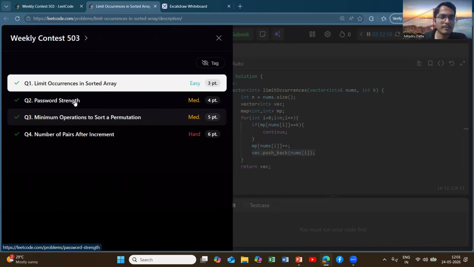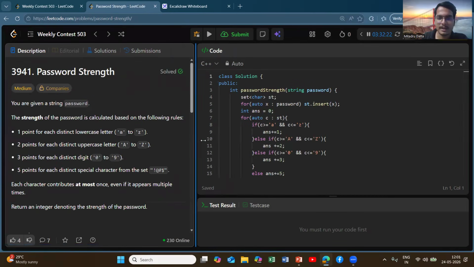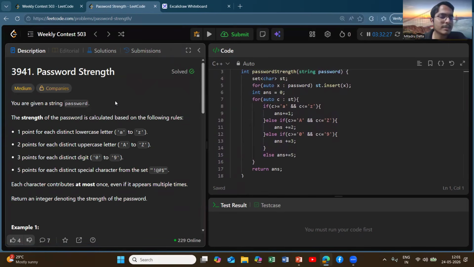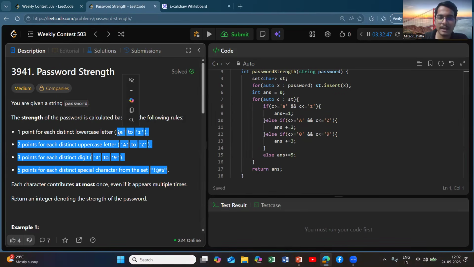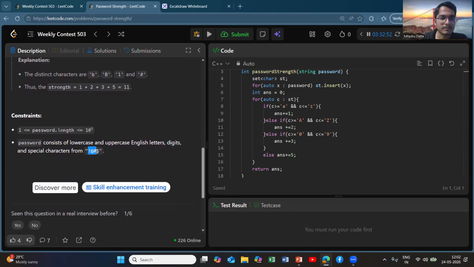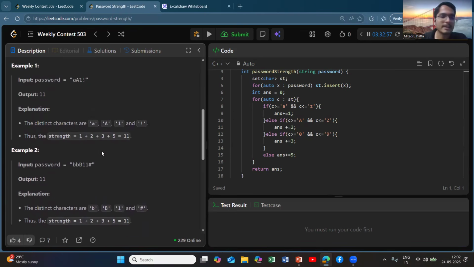I guess this one was also pretty simple only. So all you need to do is just brute force. Okay, so you are given a string password. The strength of the password is calculated based on the following rules: 1 point for each distinct lowercase, 2 points for each distinct uppercase, 3 points for each distinct digit, and 5 points for each distinct special character. And apart from all these, any other character will not be present in the string. It is already told in this. Okay, so the password consists of lowercase, uppercase, digits, and special characters from this only and nothing else.